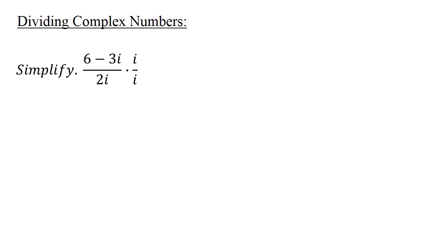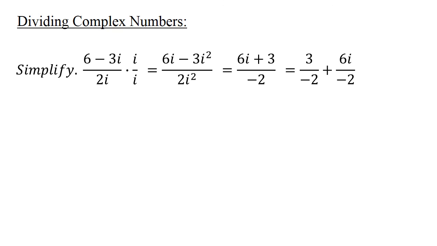So no more i's on the bottom. We do need to distribute that i to the top, so 6i minus 3i squared. And again, i squared is negative 1, so that's going to become a negative 3 times negative 1, so positive 3. That makes negative 2. And then what we're going to do is split this into two fractions. We're going to have the real part, in this case the 3 over negative 2, and the imaginary part, 6i over negative 2. And then we're just going to simplify that. So negative 3 halves minus 3i. 6 divided by negative 2 is negative 3.